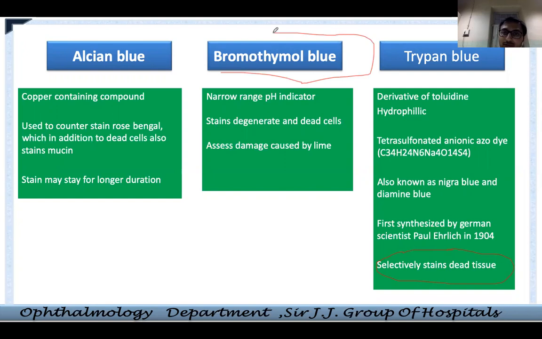Bromothymol blue is something that we generally don't use. Again, it is for the degenerated and the dead cells. And Alcian blue, this is a counterstain of the rose bengal. This is basically to, you can say, enhance the effect of the rose bengal. In addition, it stains the dead cells and the mucin.